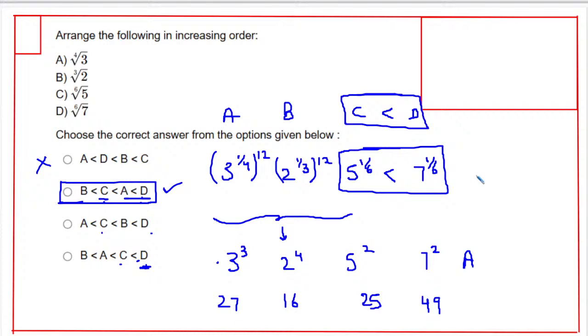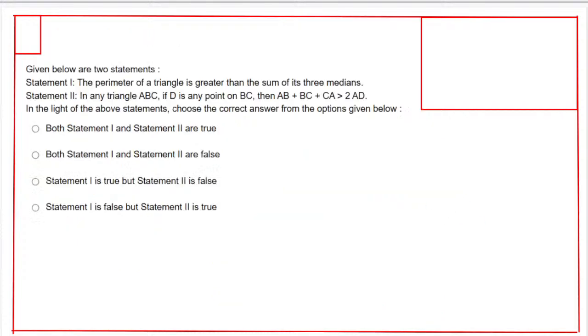I should have raised each of them to the power 12 from the starting. I took some extra time in this question. I think this is quite clear now.